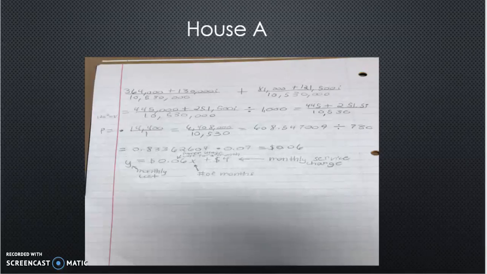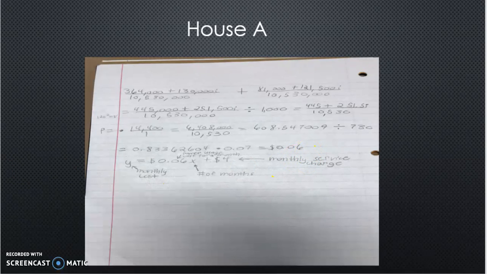6,408,000 over 10,530, and it equaled 608.5 and so on. And I divided that by 730, and I ended up getting 0.83 and so on. And I multiplied that by the monthly kilowatt charge per hour, and I got 6 cents.